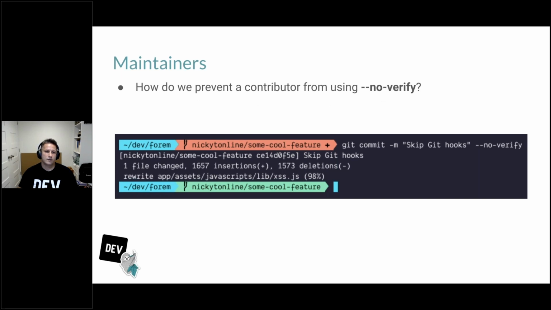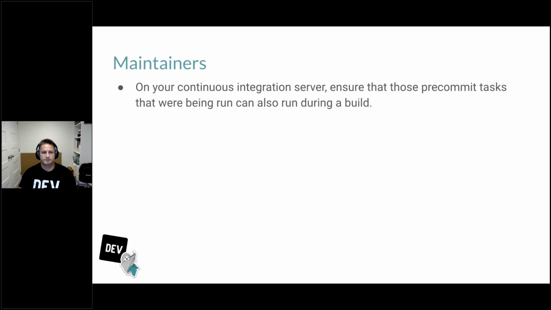So how do we prevent a contributor from using --no-verify? If we're using the hooks and they use --no-verify, the answer is we can't, but we can still handle this case. On your continuous integration server, ensure that those pre-commit tasks that were being run can also be run during a build. In the case of the Forem codebase, we always run tests, but prior to our ESLint initiative, we were unable to run ESLint as part of our continuous integration, as it would fail all the time if we did. Once the lint initiative was complete, we added the ESLint check as part of the build. Now if the ESLint check fails, the build fails, and the pull request related to the failed build will be unable to be merged until the ESLint issues are fixed.